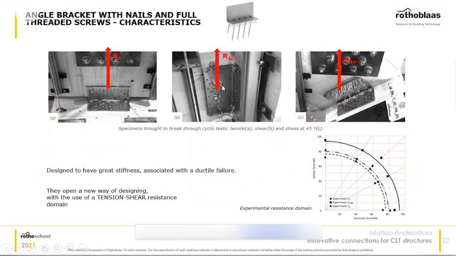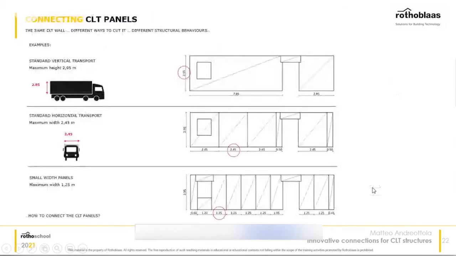Of course, all these connectors were tested to make sure that the ductility is there. In order to have a verification of the connection here, you would have a resistance domain, and you have to be inside the domain to get the verification that you need. It's all very simple. It's all in the catalog online, by the way, so you can download it, and all the resistance values are already there.